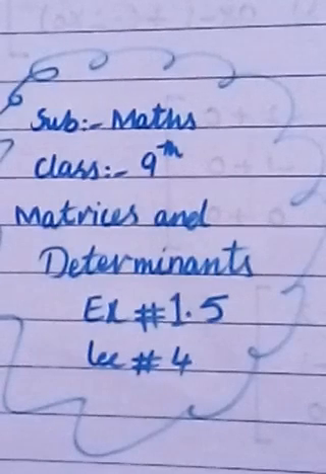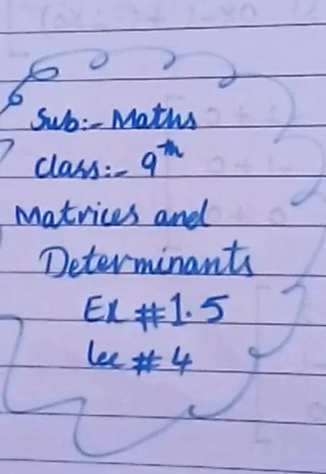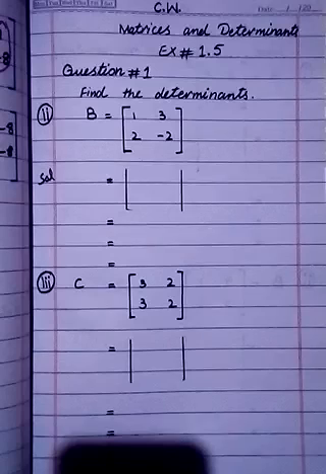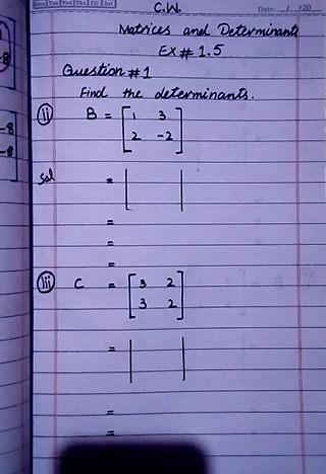We will start maths, class 9th, matrices and determinants, unit number 1, exercise 1.5, lecture number 4. In this chapter, we will discuss matrices and determinants. But in this exercise, exercise 1.5, we will discuss the determinants and singular or non-singular matrices. Now, first of all, you have to find the determinants.